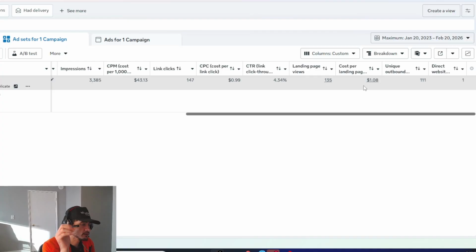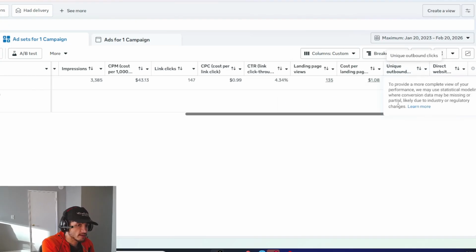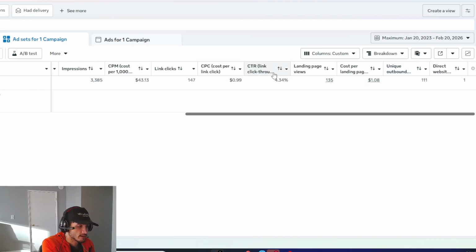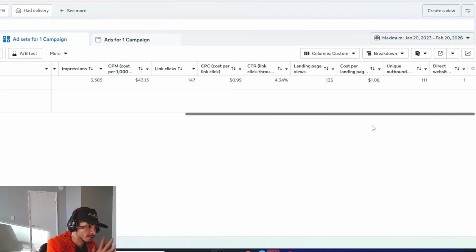Cost per landing page view, $1, pretty good. From what I learned, you want to be under $1.50 per landing page view. I guess it varies for how high or low ticket your product or your service is. Everything is fine, right? So what is this data telling me? People like the ad, they're clicking on the ad to learn more. Everybody's getting to the landing page. So now it's a landing page problem.